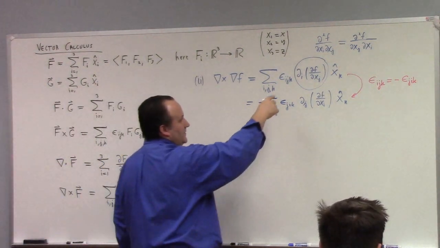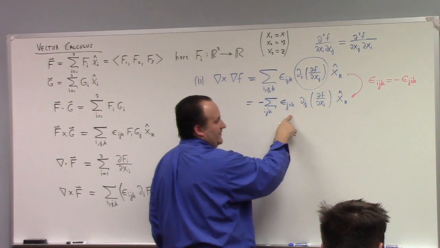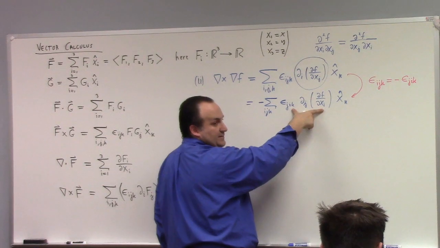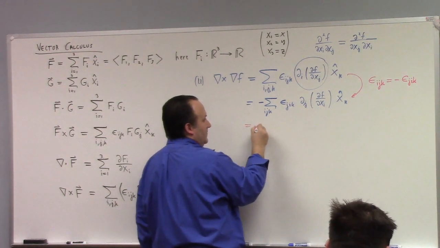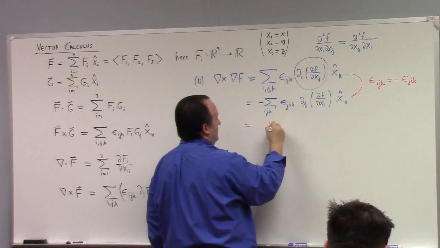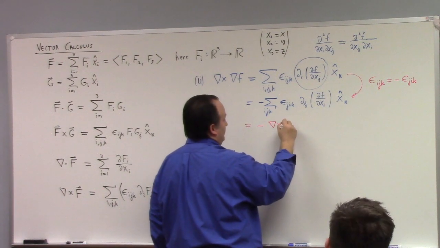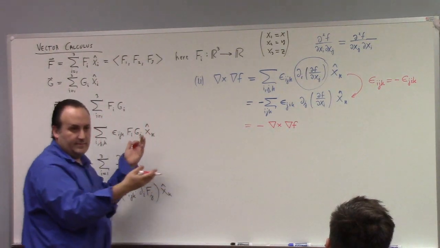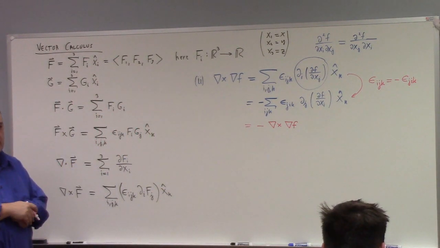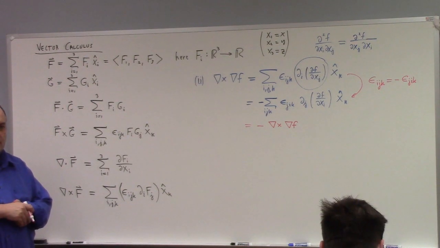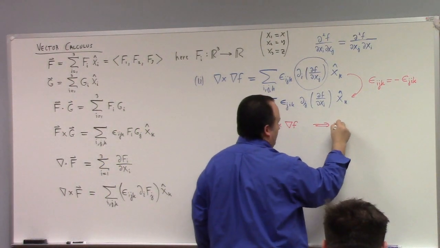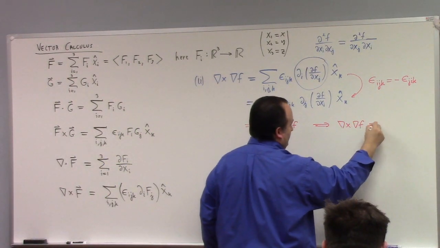And so then what am I looking at? Well, I've got the j index matching up, the i index matching up, and k. So this is exactly minus the curl of the gradient of f. Aha! It's what then? Right. If you can show something is equal to minus itself, this implies that the curl of the gradient is 0.